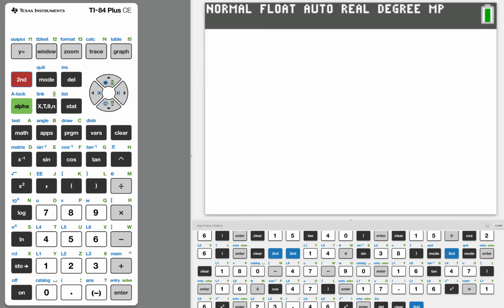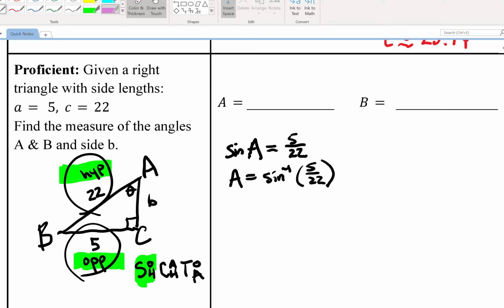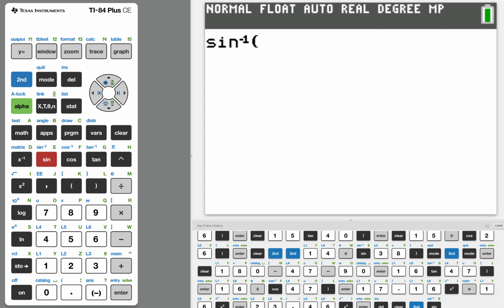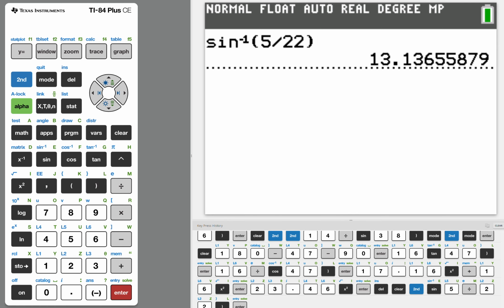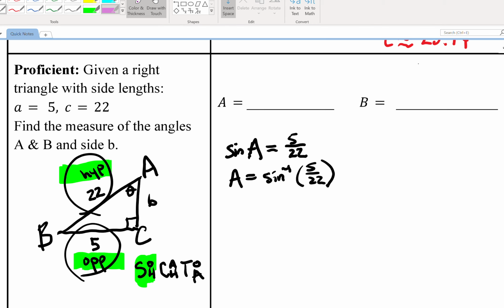So we've got second function sine. Just double check. Yep, second function sine, that's inverse sine, of 5 over 22. And that gives me 13.13. This 3 is right next to this 6, and since 6 is 5 or greater, that rounds that to 4. So it's 13.14. A then is approximately equal to 13.14 degrees.